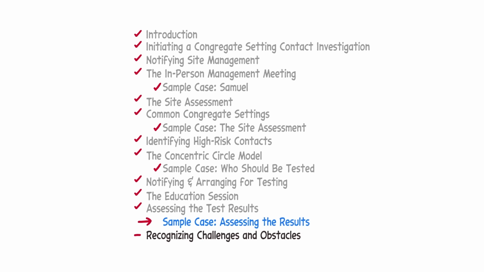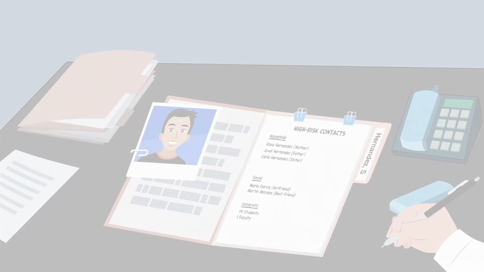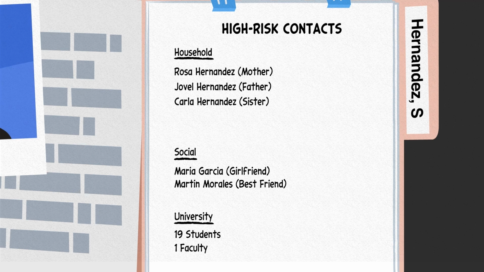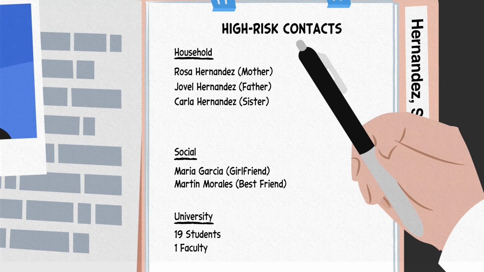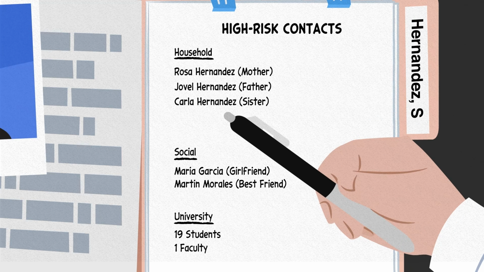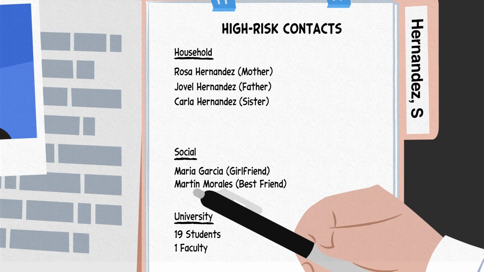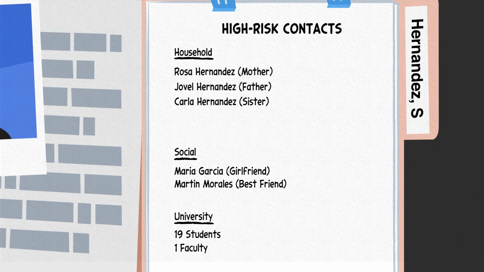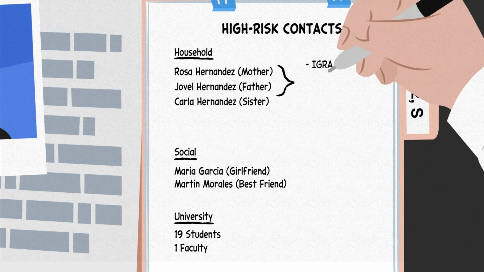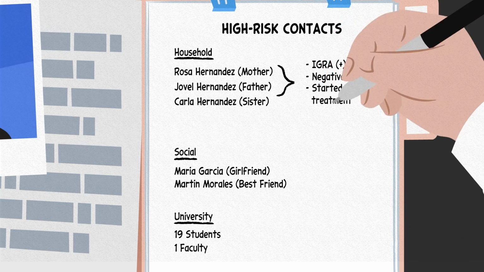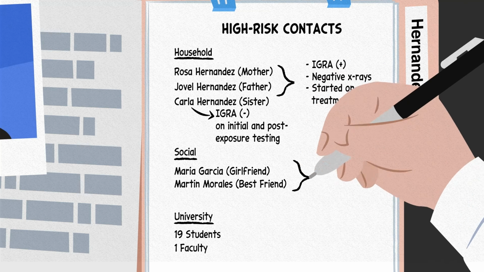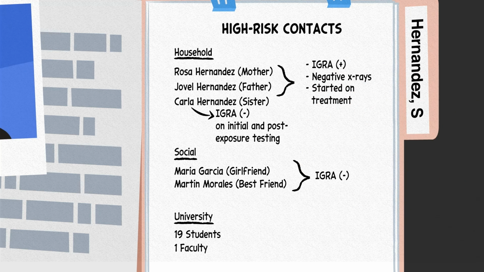Sample case, assessing the results. Returning one last time to the case of our college student Samuel, if you'll recall, we had identified a total of 25 high-risk contacts, 3 household contacts, 2 social contacts, and 20 contacts at the university. Of the 3 household contacts, 2 were IGRA positive with negative X-rays and were started on treatment for latent TB infection. The 2 social contacts were both IGRA negative on initial and post-exposure testing.